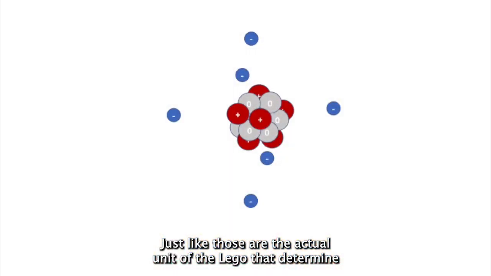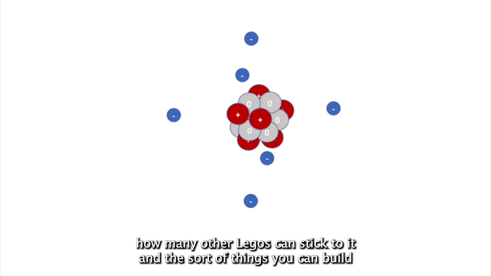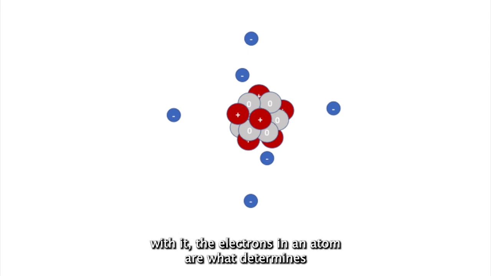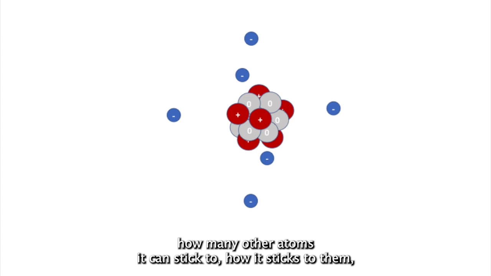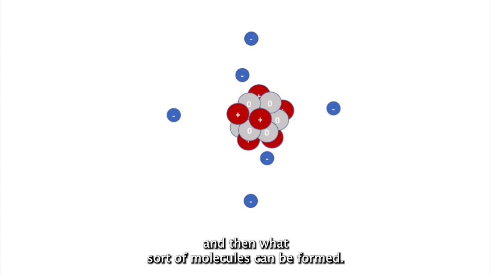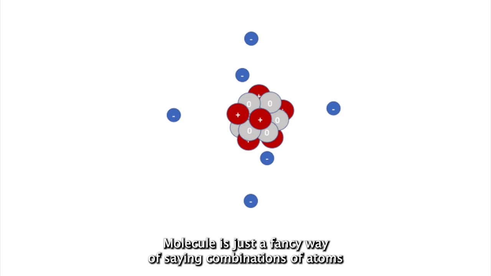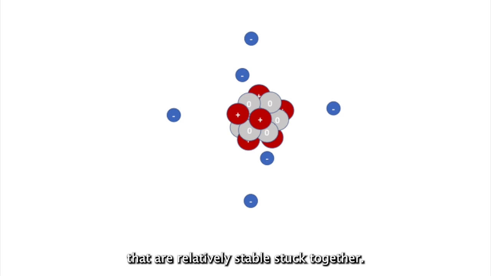Just like those nubs are the actual unit of the Lego that determine how many other Legos can stick to it and the sort of things you can build with it, the electrons in an atom are what determines how many other atoms it can stick to, how it sticks to them, and then what sort of molecules can be formed. Molecule is just a fancy way of saying combinations of atoms that are relatively stably stuck together.